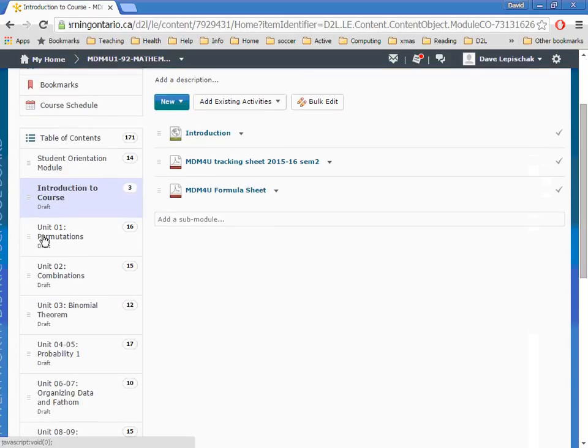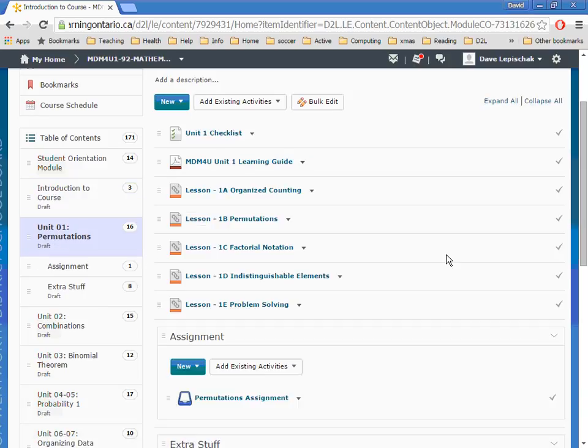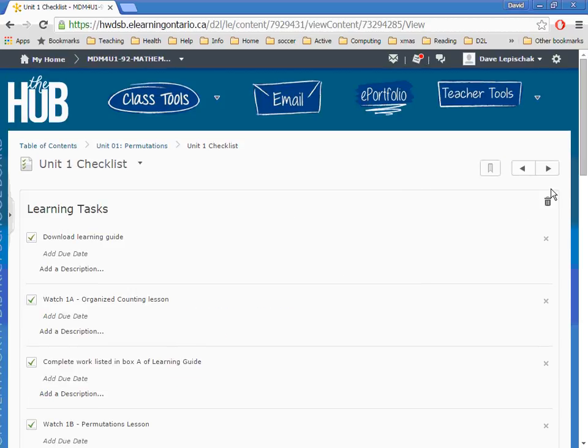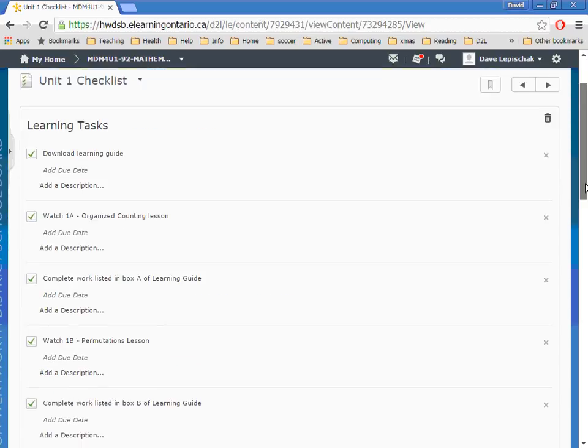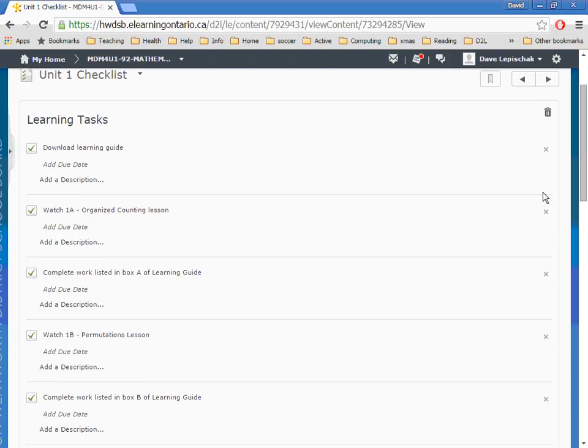If we go into a unit, so this is Unit 1 permutations here, the way I've got this set up is right at the very beginning you've got a checklist. If we go into the checklist, this is a list of all of the things that you should be doing to work your way through this unit. Okay? First thing is download the learning guide, and then most of them are watching lessons and then completing the work that is listed in the learning guide.